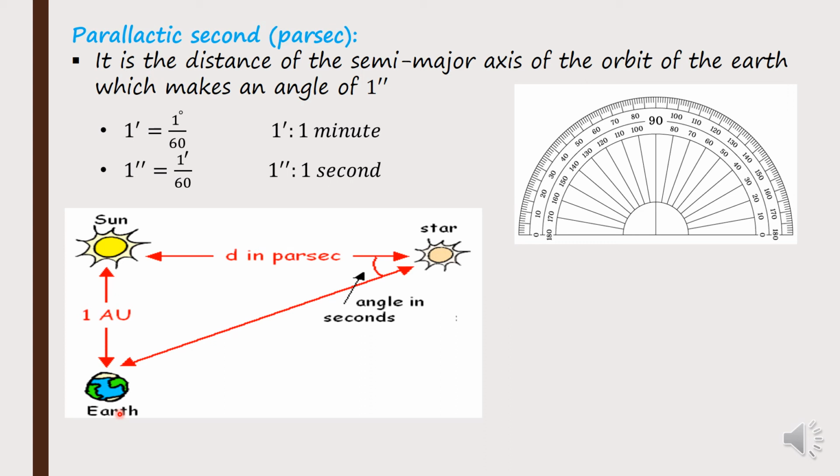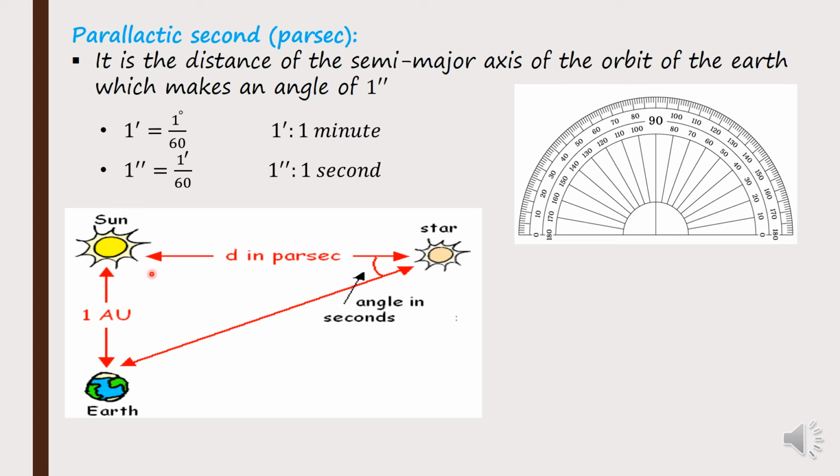Okay, so that's an ellipse. Your earth moves around the sun in the form of an ellipse. And what does the semi-major axis mean? It's this one. One semi-major axis is equal to 1 AU, that is 1 astronomical unit. Now it says that it is the distance of the semi-major axis of the orbit of the earth which makes the angle 1 second.